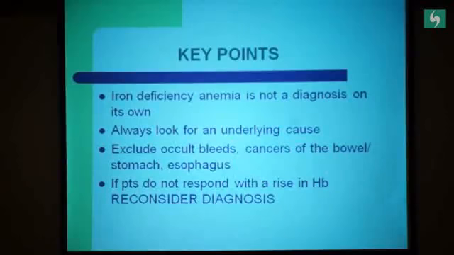And the bottom line is, if any patient, with whatever treatment you are doing to the best of your judgment, does not respond with a rise in hemoglobin, please reconsider your diagnosis and say something else is wrong. We need to do more than that. I thank you for your patient listening.